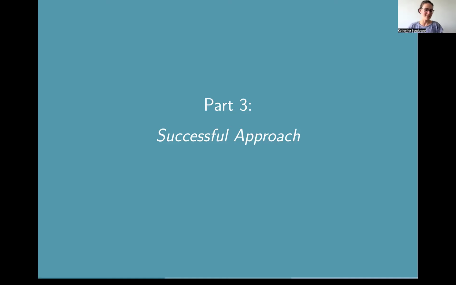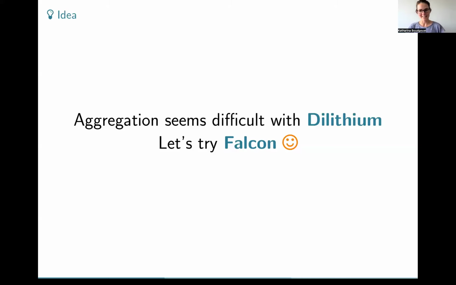Okay, so we come to the last part, and luckily the most successful approach so far. I guess the insight was that it seems pretty hard to aggregate Dilithium. Let's try the other alternative that we have. Let's try it with Falcon.